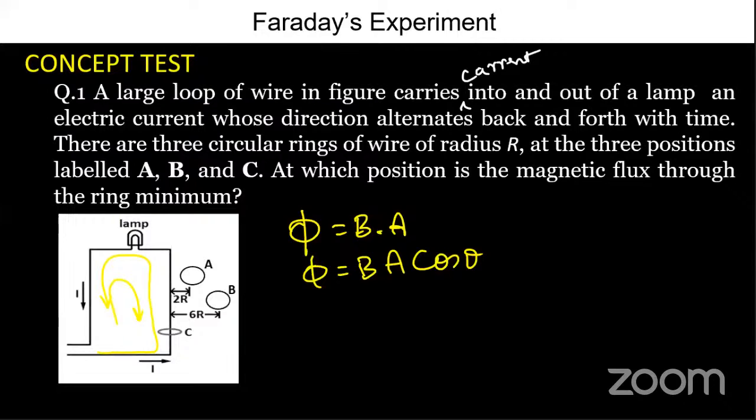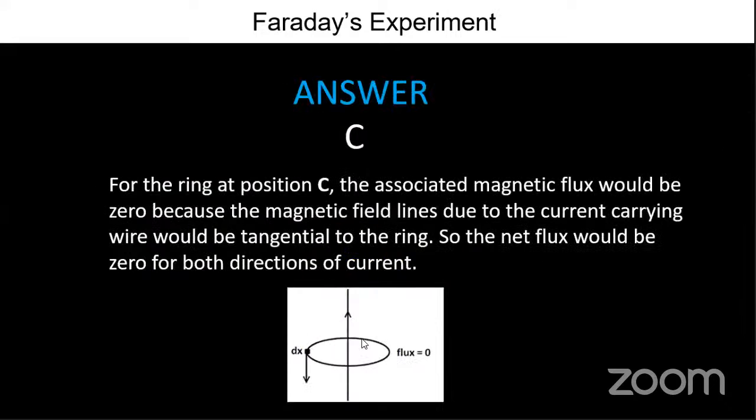Say the area of each ring is the same. All rings are the same, A, B, C. Correct, Madhavi? Ramakrishna Reddy, correct? Yes, guys, correct. So most of you have given the right answer. So the answer is C.